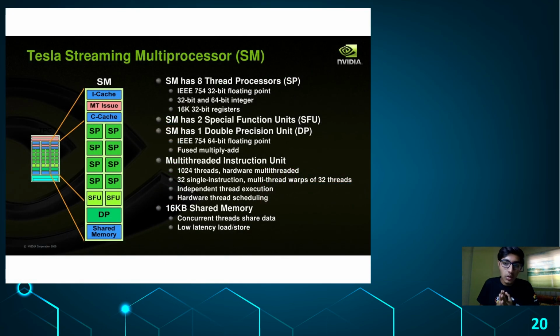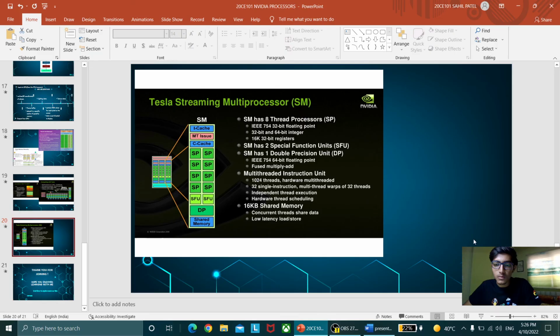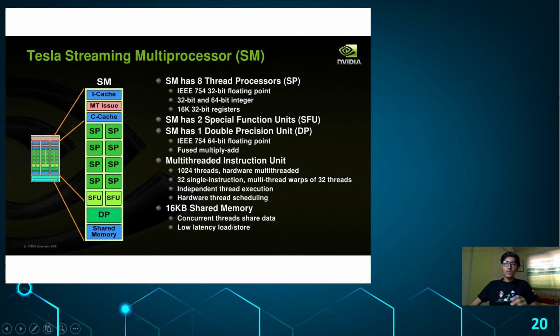The image shows the Tesla streaming multiprocessor, which shows the SM, I cache, the MT issue, C cache. The SM has 8 thread processors, 2 special function units, multi-threaded instruction units, and how this Tesla has achieved high processing speed and powers the GeForce. It shows the concurrency, thread shared data, low latency load store. So we saw various microarchitectures.